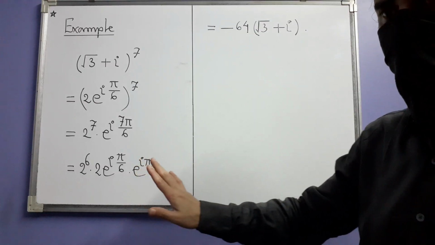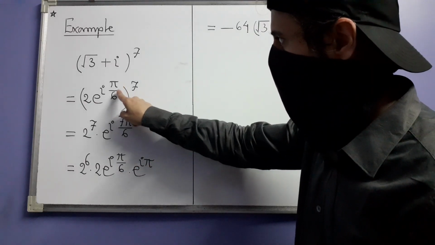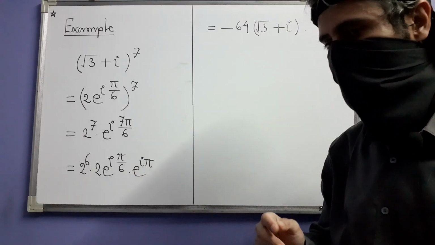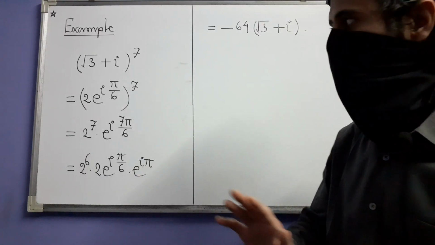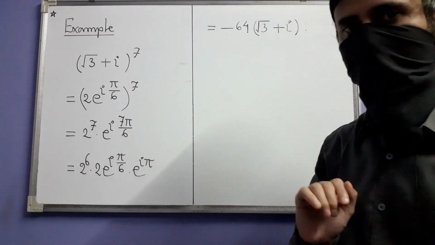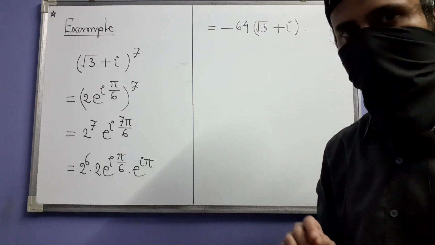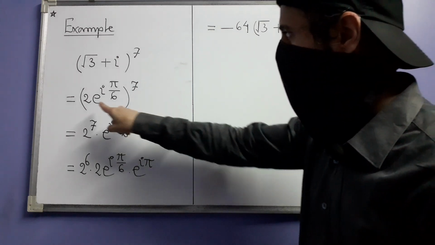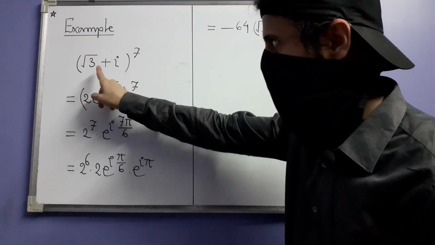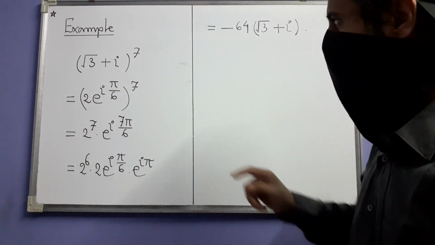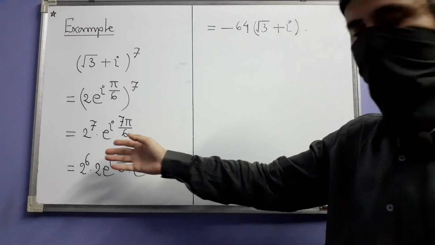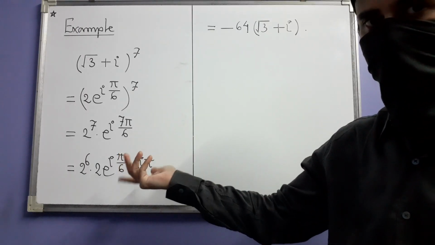Let me again remind you of something. Here you are allowed to write any one argument. You need not always write the principal argument. Whatever is convenient, you use that here. This part, however, is fixed because this is the modulus. And then, in the next step, you write whatever we found today.